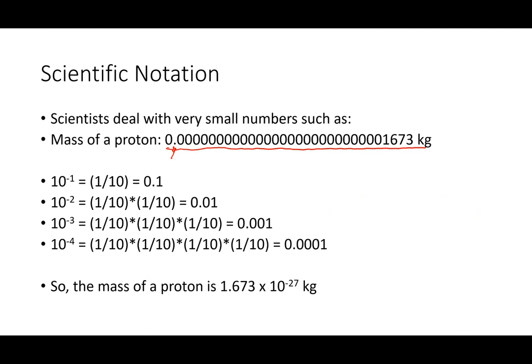10 to the negative 3 would end up being 0.001, and 10 to the negative 4 ends up being 0.0001. So the trick here is that we're just moving the decimal as many places as the power tells us to. Okay, so if we have 10 to the negative 4, this is going to move the decimal to the left 4 places because this is a negative 4 up here.